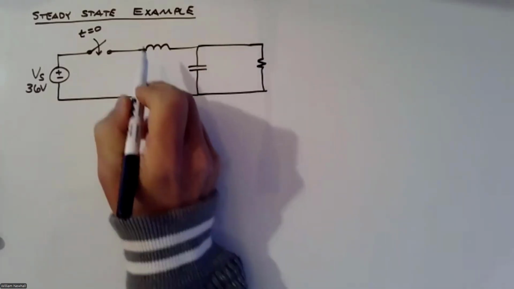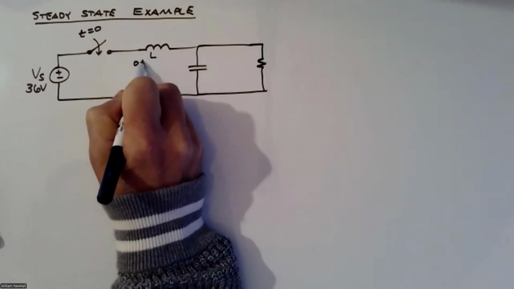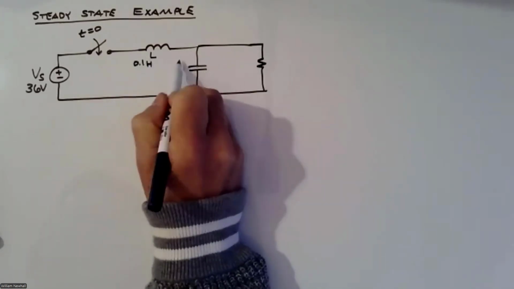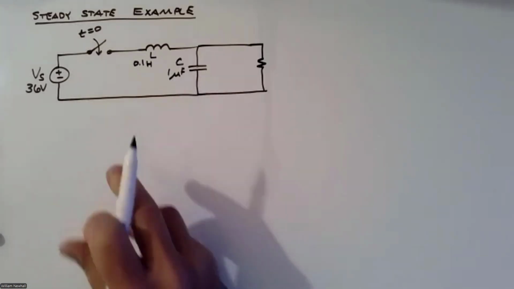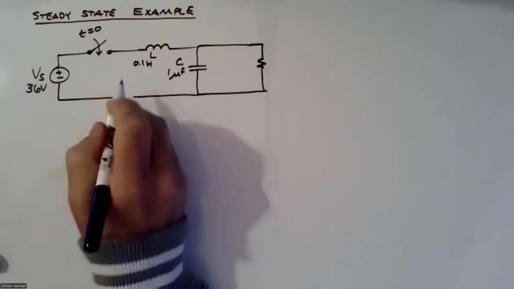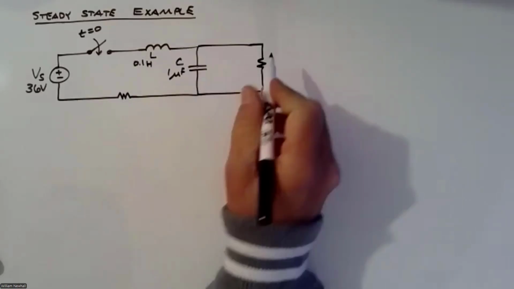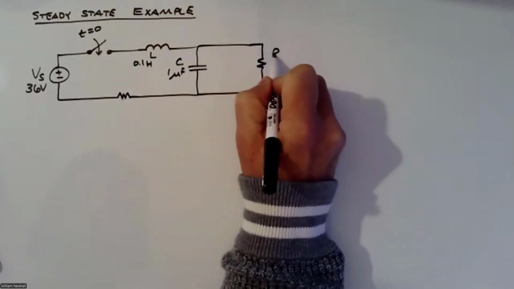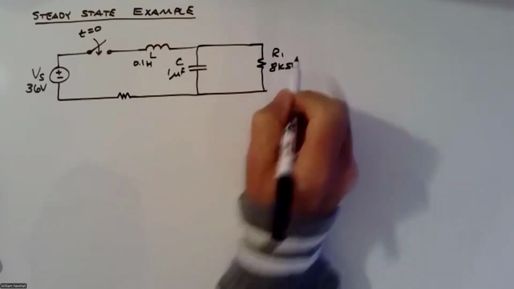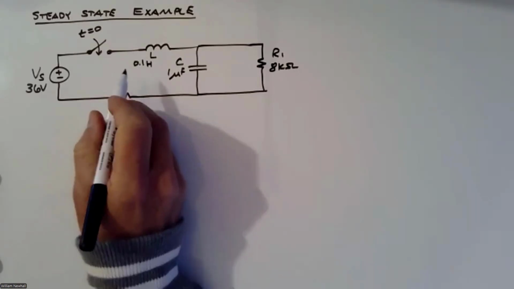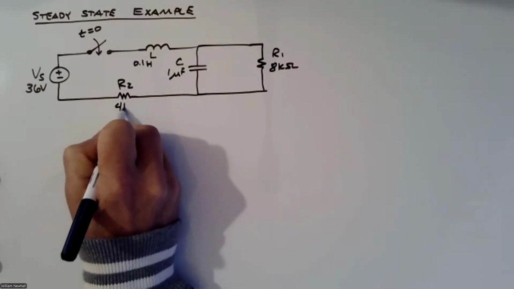There's a resistor. So let's make this L 0.1 henries, doesn't really matter. Let's make this capacitor 1 microfarad, doesn't really matter. And actually, let me put another resistor in here. I'm going to put 2 resistors to make this more interesting. So this is R1. Let's make that 8K ohms. And this is R2, and it's 4K ohms.